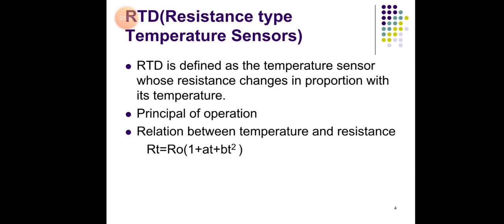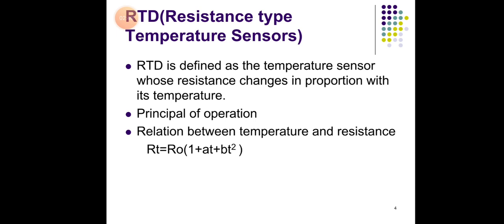We will see one temperature sensor, that is RTD, meaning resistance type temperature sensor. RTD is defined as the temperature sensor whose resistance changes in proportion with its temperature. The principle of operation of the resistance type temperature sensor or RTD is based on the fact that the resistance of substances like metals and semiconductors changes with change in temperature. RTD is also called a resistance temperature detector.